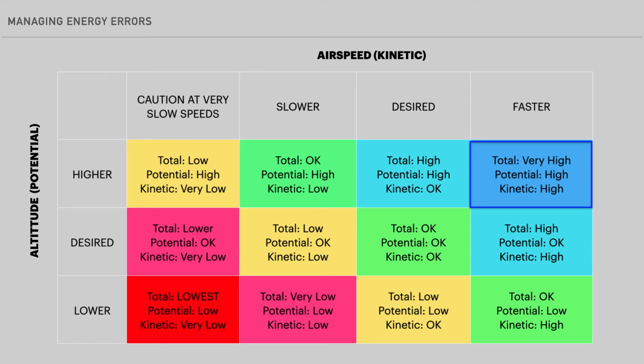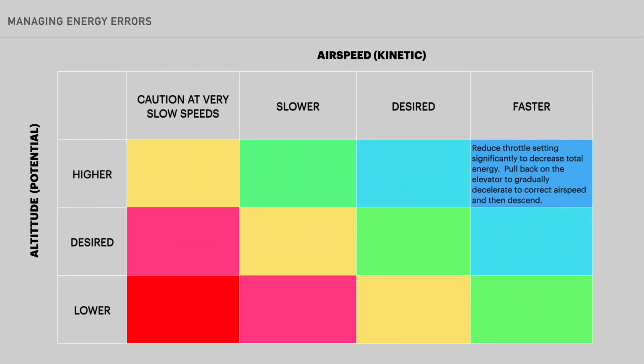Now the pilot faces the dilemma of being too high and too fast, resulting in excessive total energy. They must slow down and go down. First, reduce throttle significantly to decrease the total energy and apply back pressure to allow the airplane to gradually decelerate. As the correct airspeed is achieved, begin to descend to the desired altitude. If level off is required, adjust pitch attitude and throttle setting as needed to maintain the new path speed profile.